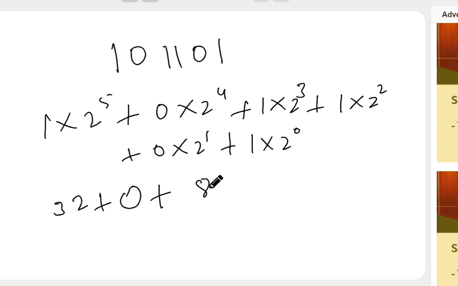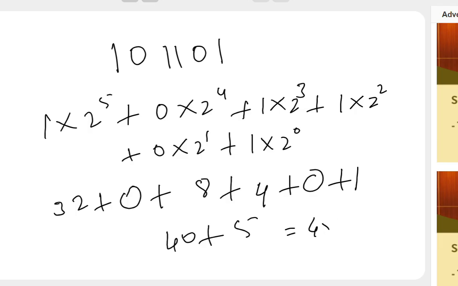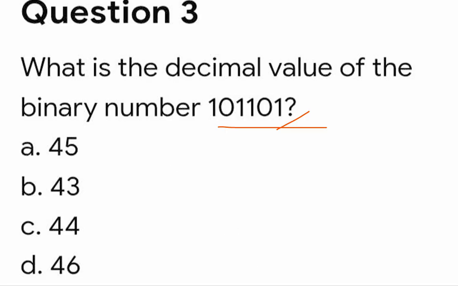8 ones are 8. Plus 2 power 2 is 4. 4 ones are 4. Plus anything into 0 you will get 0. Plus anything power 0 is 1. 1 into 1 is 1. Now you add all the numbers to get the decimal value. 32 plus 8 is 40. 4 plus 1 is 5. That is equal to 45. Your answer is 45. You will see in the options where 45 is. So 45 is in option A.